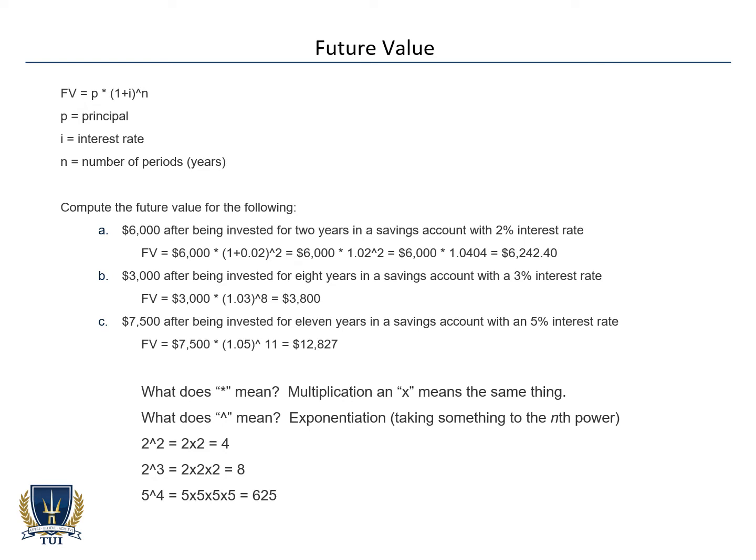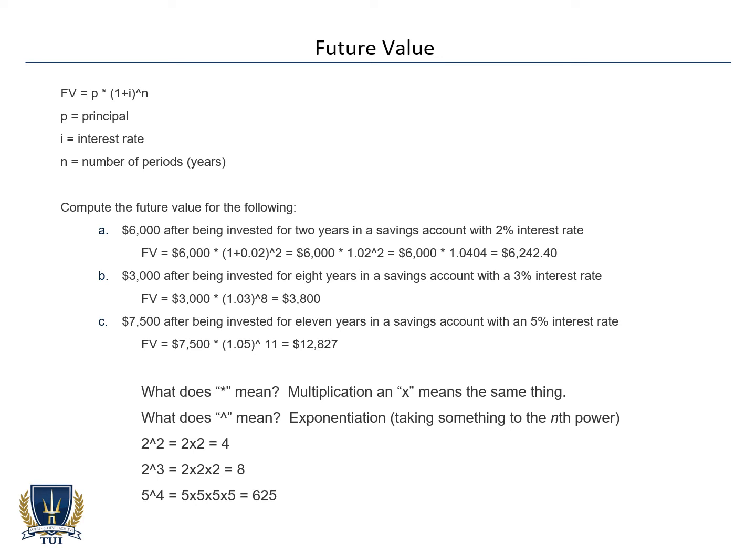So $6,000 after being invested for 2 years in a savings account at a 2% interest rate is 6,000 times 1 plus I, where I is 0.02 because 2% is 0.02 expressed as a decimal. 1 plus 0.02 is 1.02. Now we have 6,000 times 1.02 squared. So we have 2 years, something to the second power, right? 2 years, 2 equals n. Something to the nth power where n equals 2, something squared.